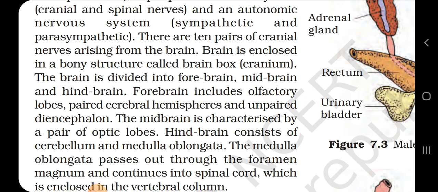The brain is divided into forebrain, midbrain and hindbrain. Forebrain includes the olfactory lobes, paired cerebral hemispheres and unpaired diencephalon. The midbrain is characterized by a pair of optic lobes. Hindbrain consists of the cerebellum and medulla oblongata. The medulla oblongata passes out through the foramen magnum and continues into the spinal cord, which is enclosed in the vertebral column.